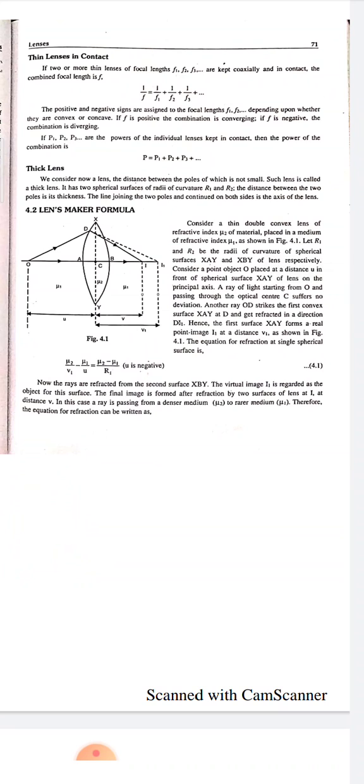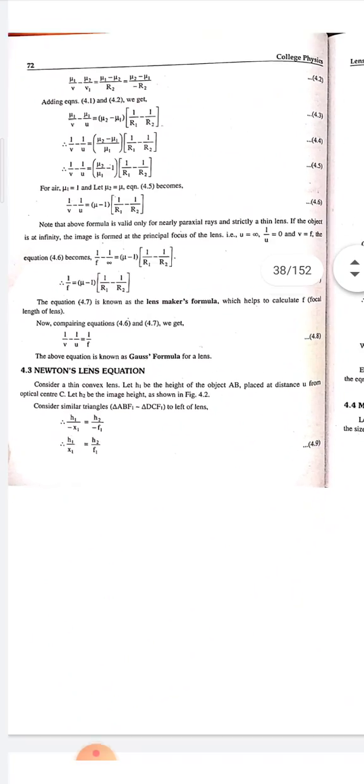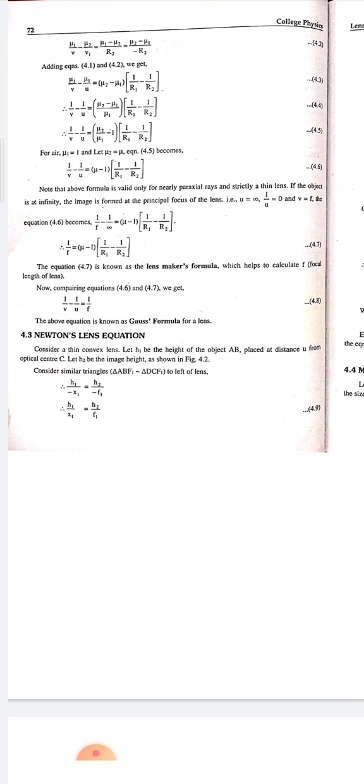It has two spherical surfaces of given radii of curvature, and the distance between the two poles is its thickness. The line joining the two poles and continuing on both sides is the axis of the lens. Then that particular lens is considered. You can see this equation; we are not going into the detail of such a thing. Here you will get the lens maker formula derivation: 1 upon f is equal to (mu minus 1) into (1 upon r1 minus 1 upon r2). And there is a Gauss formula: 1 upon v minus 1 upon u is equal to 1 upon f. This formula is called the Gauss formula. That may come for the MCQ.